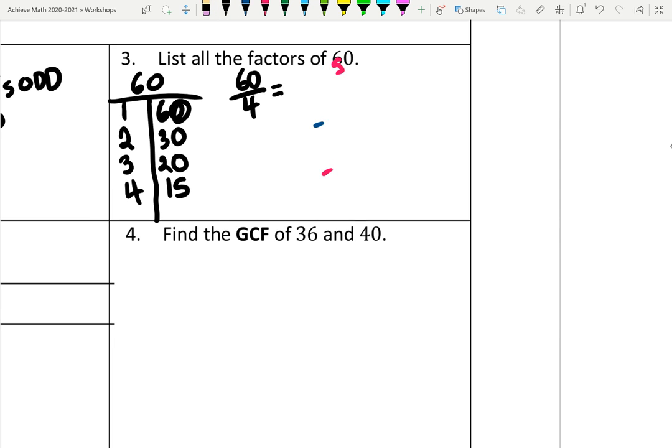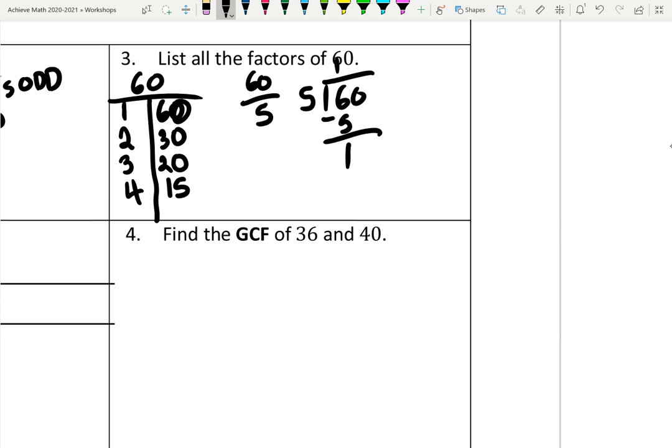Now I'm going to check the next number. I have to check the numbers between 4 and 15. I'm going to go with 5. What is 60 divided by 5? Well, long division makes my life easier. 5 goes into 6 one time. Bring down my number. 5 goes into 10 twice. So my list is also going to include 5 and 12.